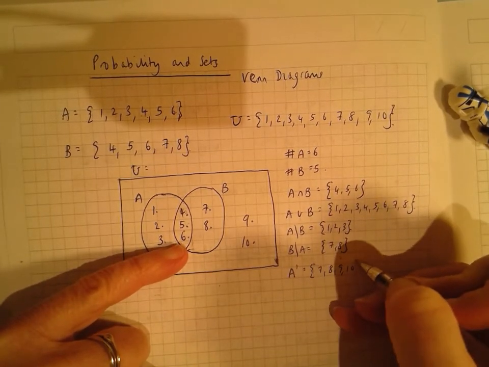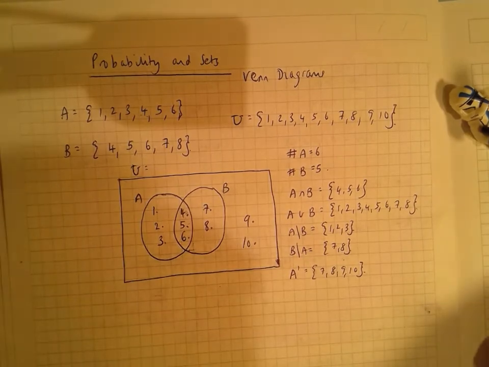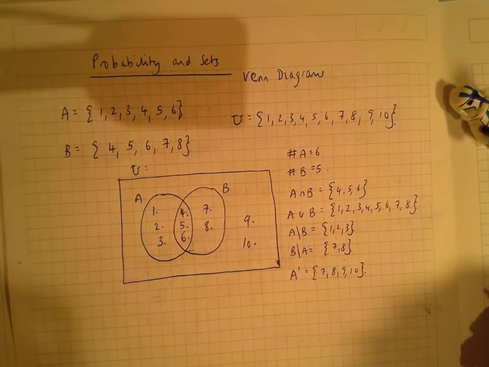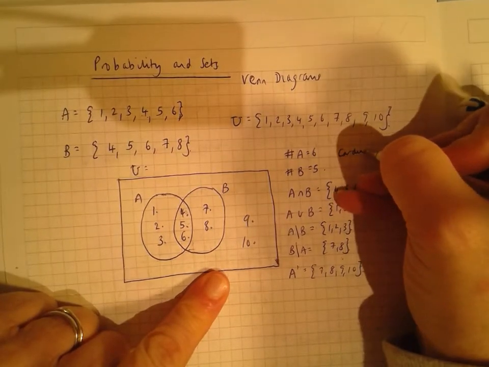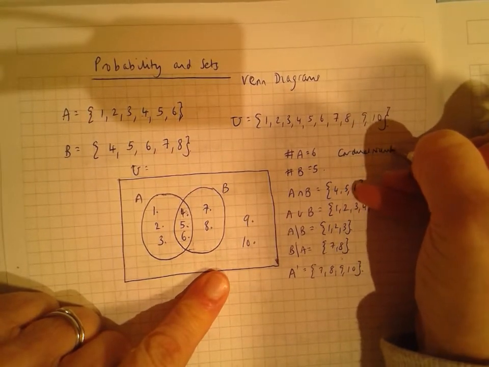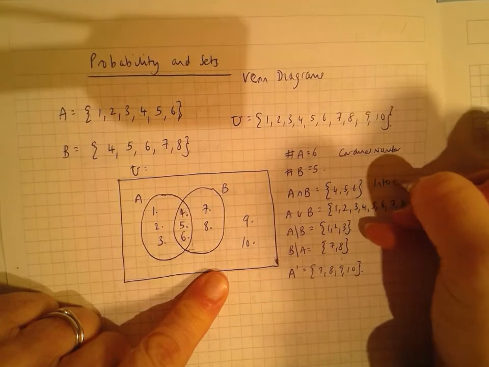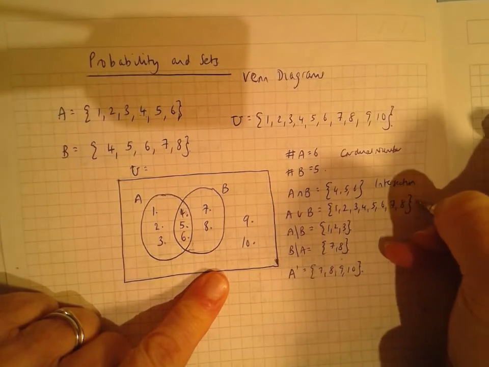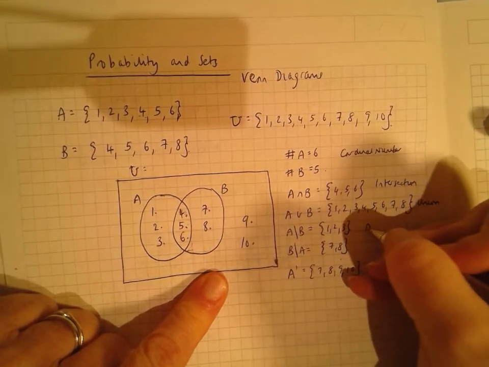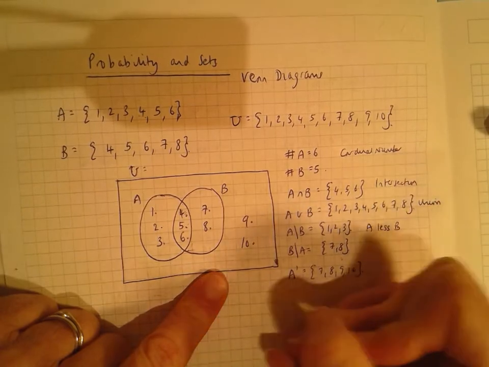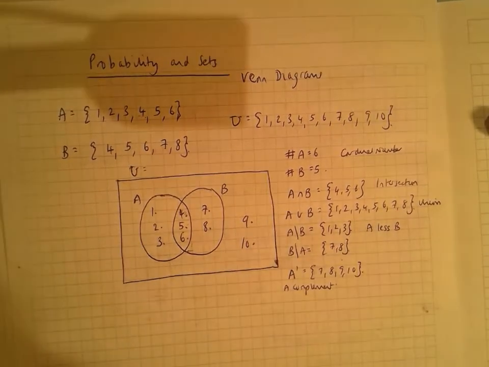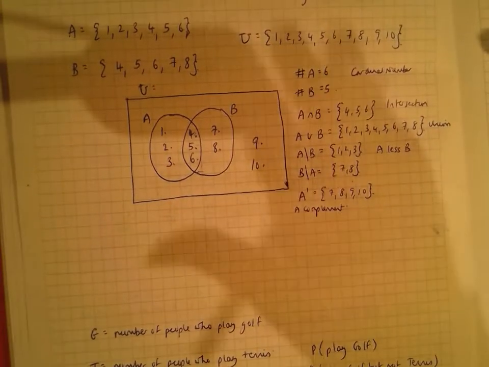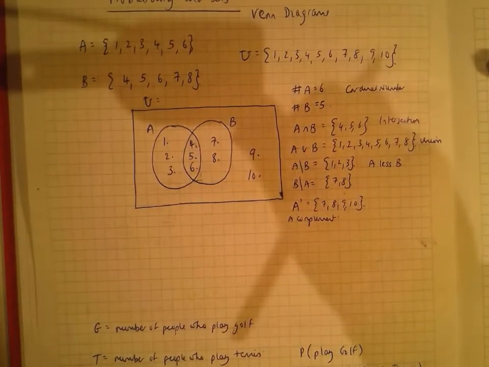So hopefully that's a good review of some of the terms that we come across with set theory. So this, I'll just say, is cardinal number, and this is intersection, this is union, this is A less B is how we say that, and we call this A complement.